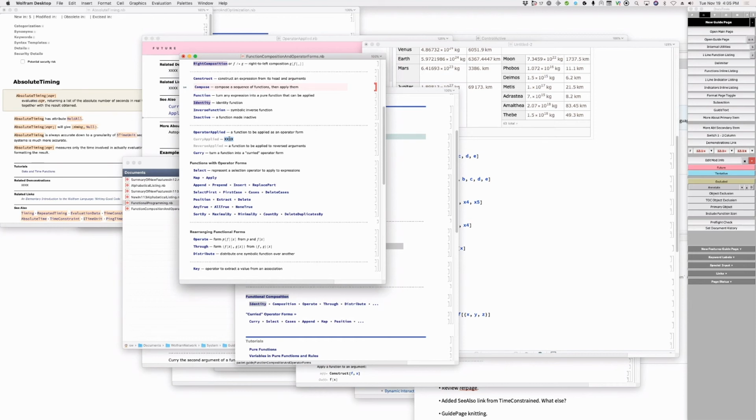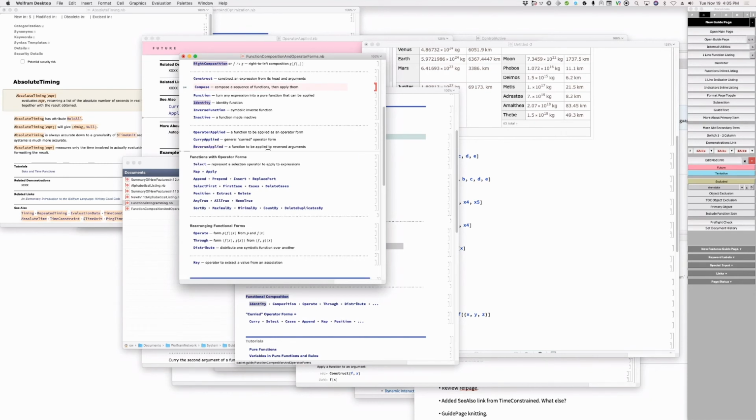Something like that, perhaps. Yeah, looks good to me. Turn a function into one to be applied. Not super happy with this, but okay.